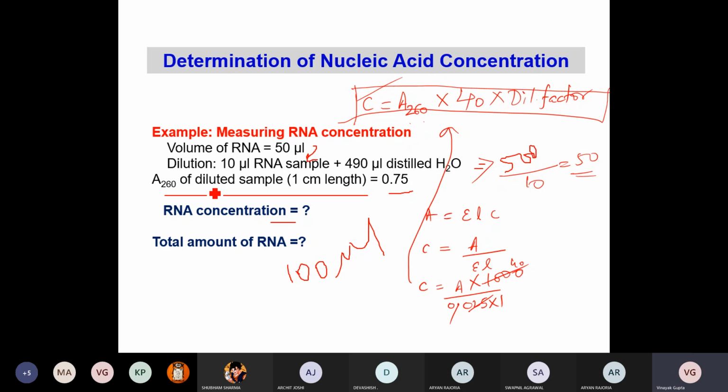So whatever absorbance you are getting is of the diluted sample. So the concentration, whatever you are getting, is again going to be for the diluted sample. And what we actually want to know is the concentration of the original RNA sample. That's why we have to multiply by dilution factor.